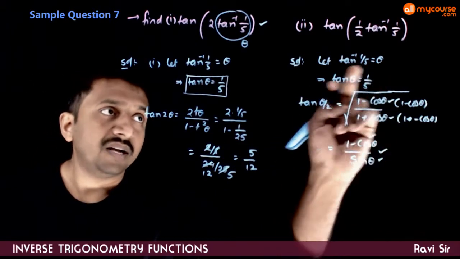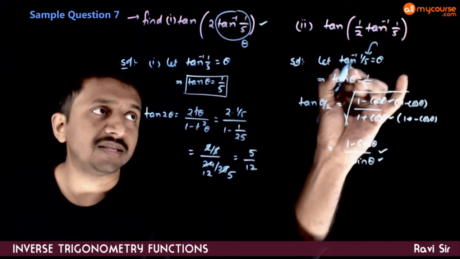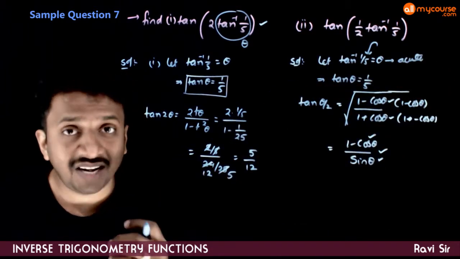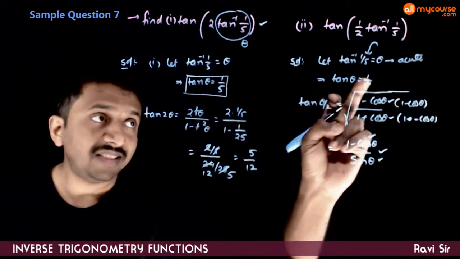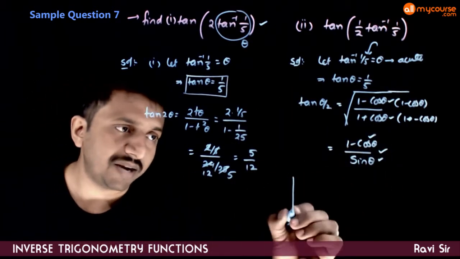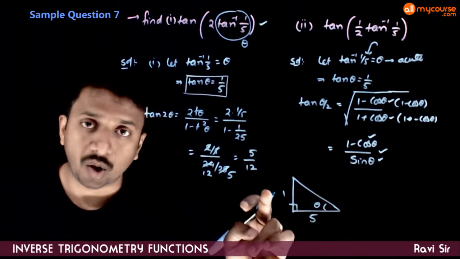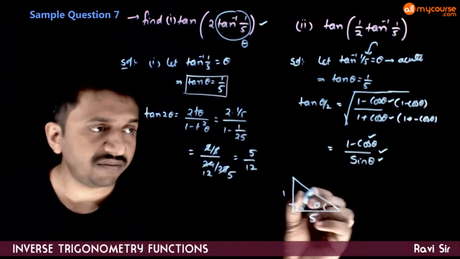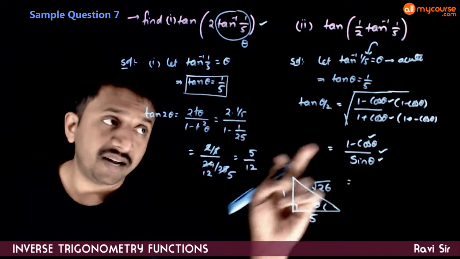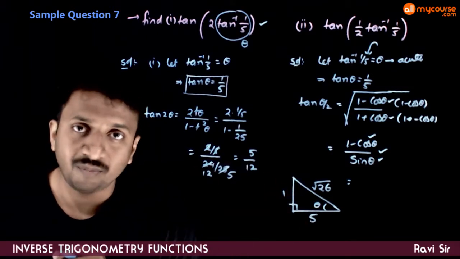Now tan inverse 1 by 5 is equal to theta. The positive number is going inside tan, so theta is acute. That is, theta is in the first quadrant. So tan theta is 1 by 5. You can very easily find cos theta and sin theta by the triangle method. So tan is 1 by 5, so opposite side 1, adjacent side 5, so the hypotenuse becomes root of 26. And cos theta and sin theta are positive, so you can directly use the positive values.